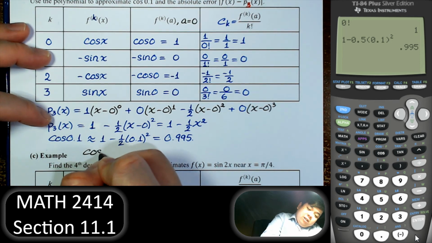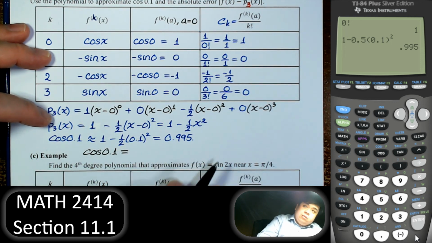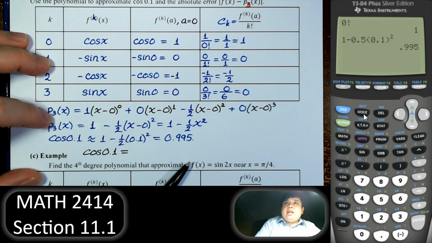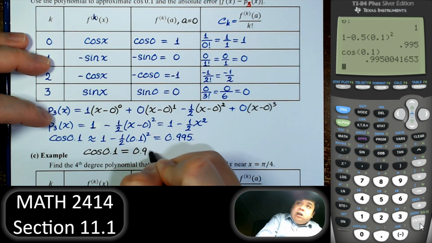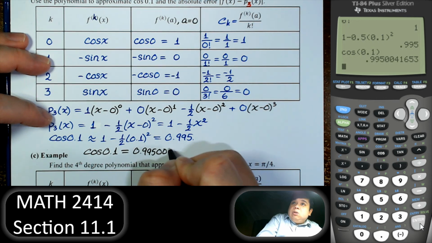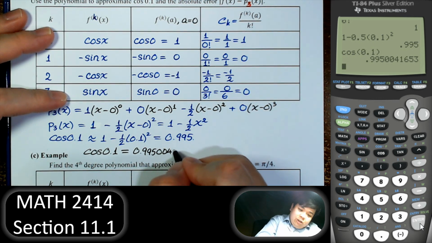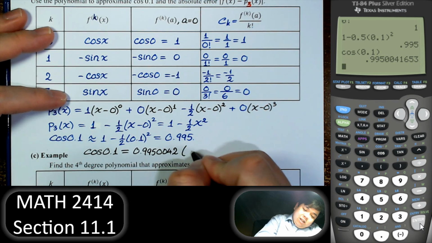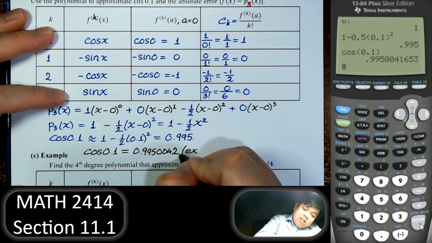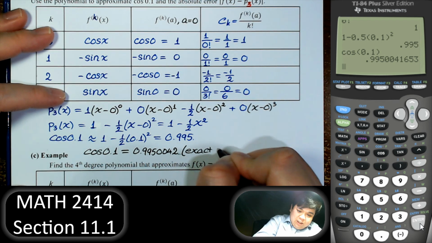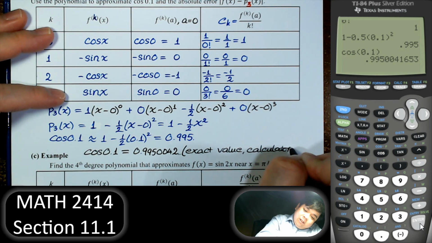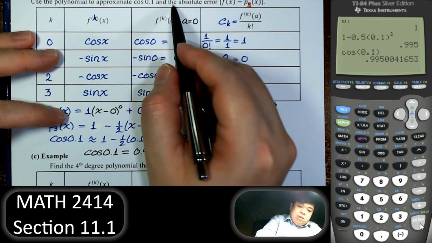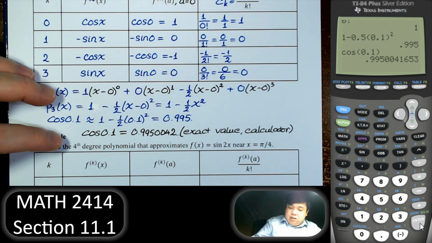So that is the approximation. The actual value, is that in radians? Yes. Cosine of 0.1 is 0.9950042. This is the exact value. Of course not exactly exact, the digits just keep going. We use a calculator. And then for the absolute error, we just subtract the two.